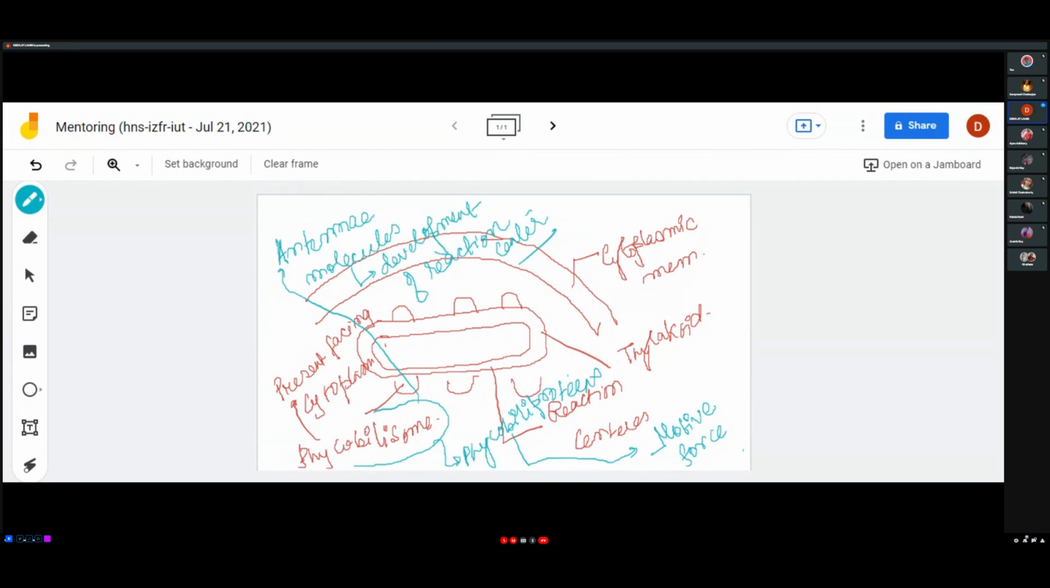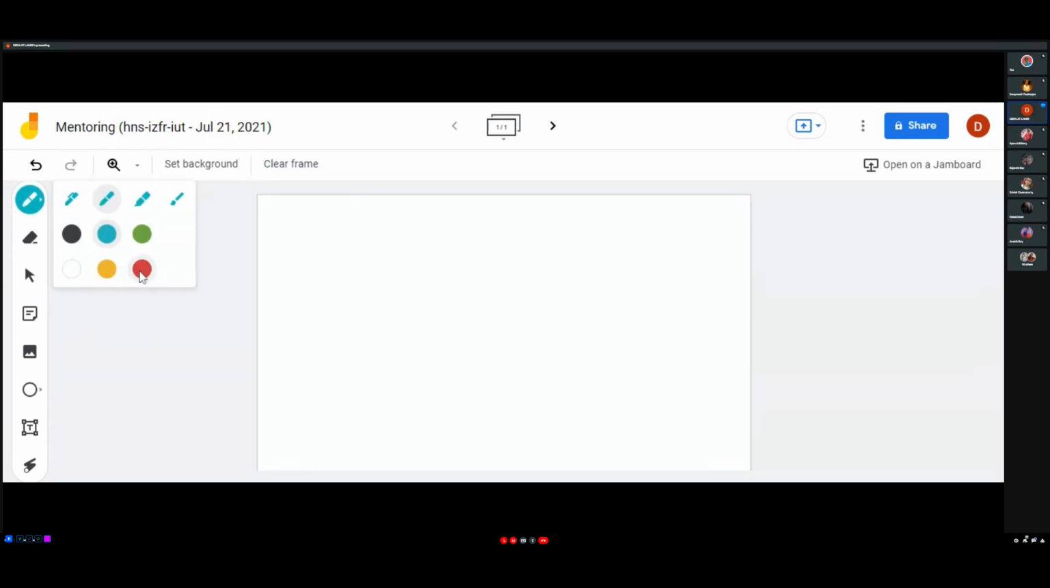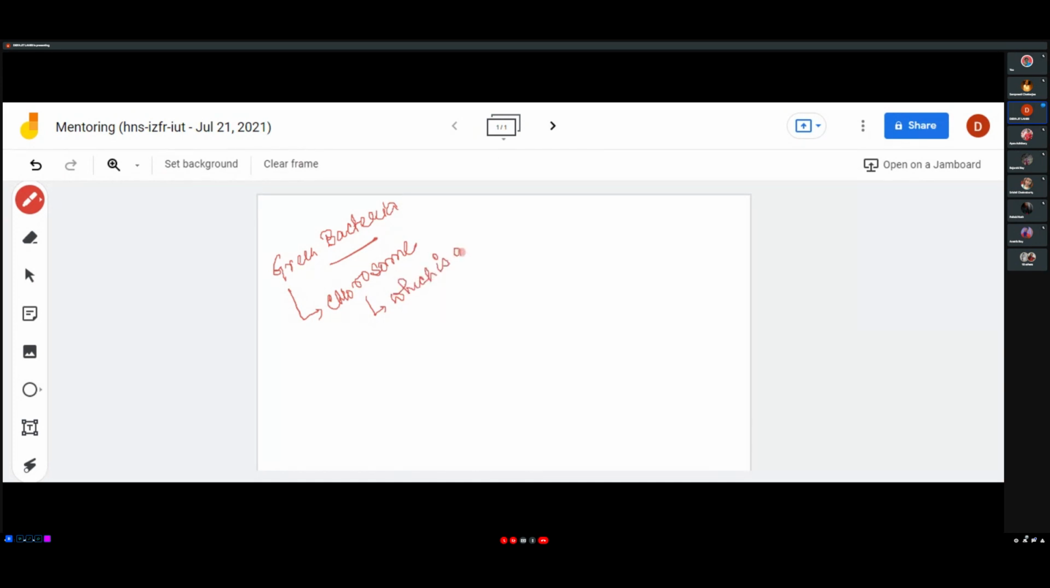ওকে। Now, what happens? We will talk about the green bacteria now. In the green bacteria, on the cytoplasmic membrane, there is presence of a structure known as chlorosome, which is associated with the cytoplasmic membrane, right?